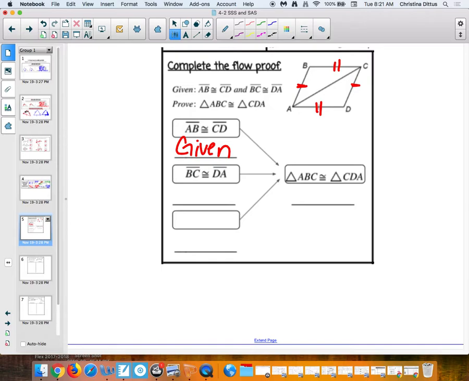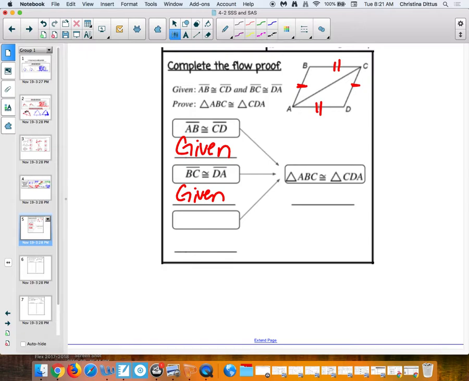Why do I know that BC is congruent to DA? Given. It's given. Okay. So I've got two more things in my little brain: SSS and SAS. Looking at my picture, what's going to be the easiest thing to do? SSS. Why? Because the middle, they share it.